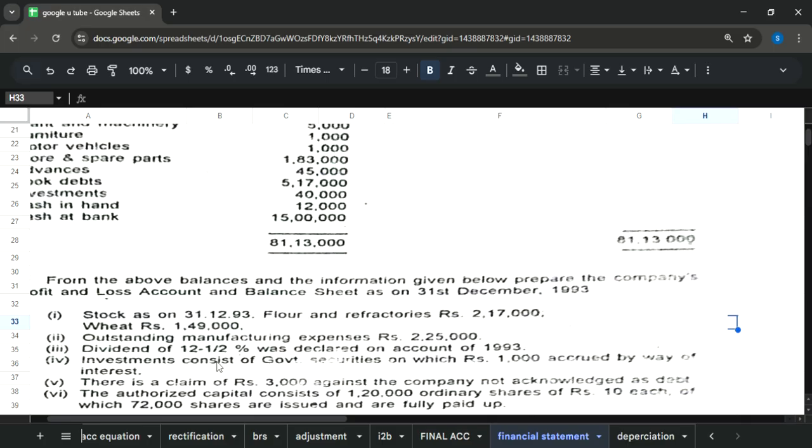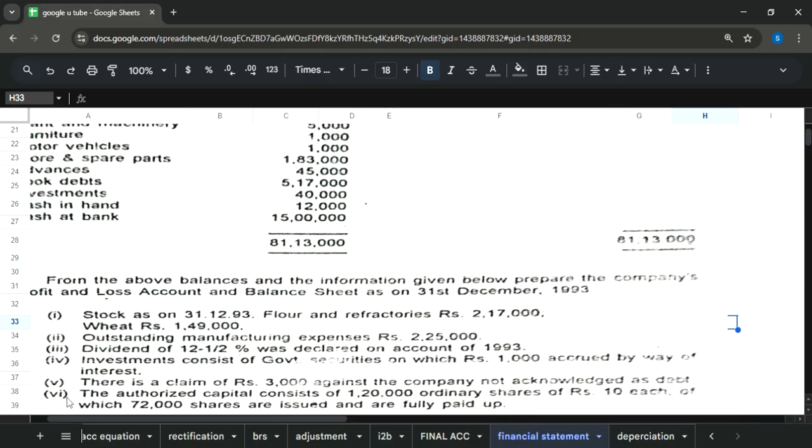Alright guys, we have done with interest, and now number 5. There is a claim of 3,000 against the company not acknowledged as debt. Look, you can underline this word claim. It is possible anyone can claim anything which is on ground real or fake until and unless it is proved. So since it has been mentioned over here that it is still a claim, and a claim cannot be adjusted in any way. So please note it down. We will not be doing anything with adjustment number 5. So leave it because it's just a claim.